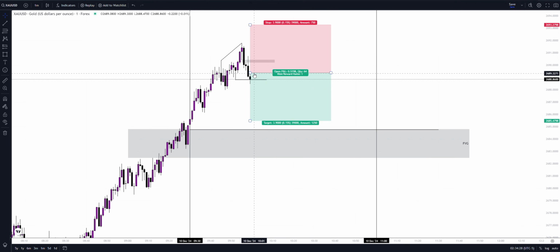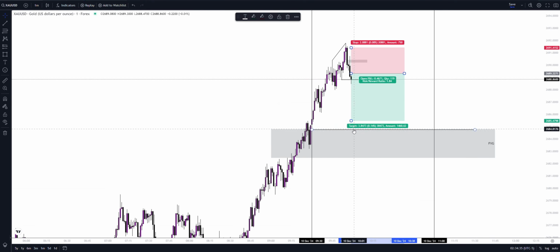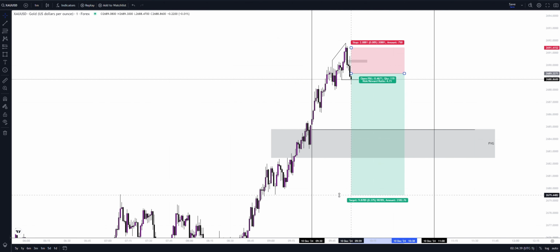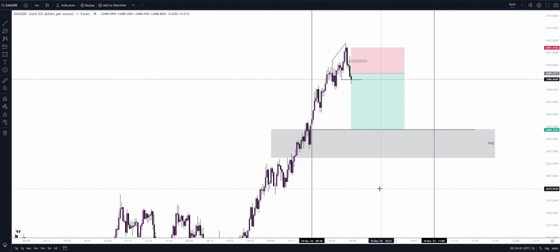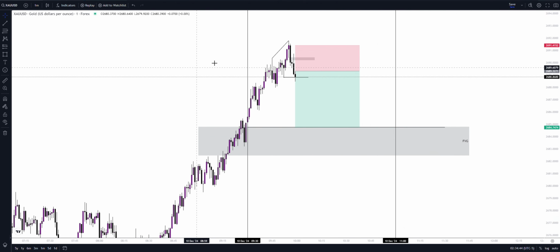So we have this fair value gap right there, and we simply would be putting our stop loss above these highs, and we'll be targeting these lows and also these, or either you can be just right. So we have this fair value gap to target. So let's see what is going to happen.